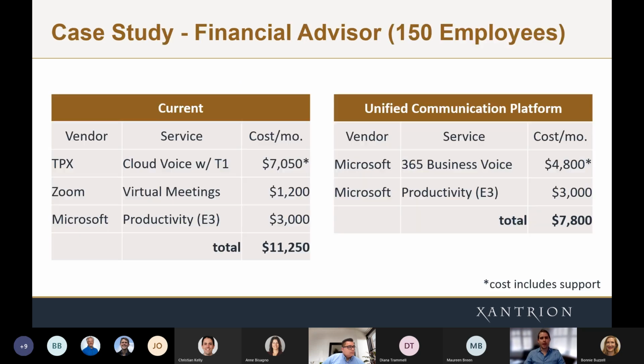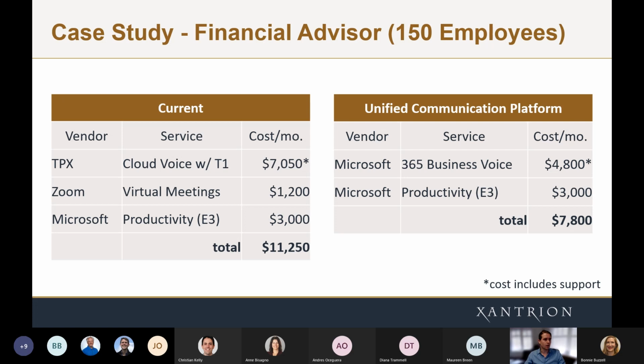So I'd like to begin with a real-world example of one of Xantrion's clients that is currently considering a move to Microsoft 365 Business Voice. So this is a financial advisor, 150 employees. They're distributed throughout the country, so they have a nationwide presence. They would really like to combine all of their services. They have kind of a medley of voice services today and other communication services, as you can see.